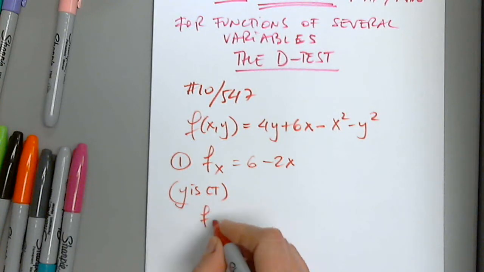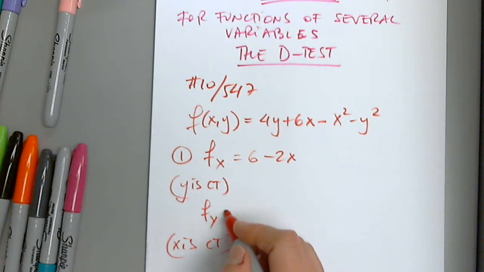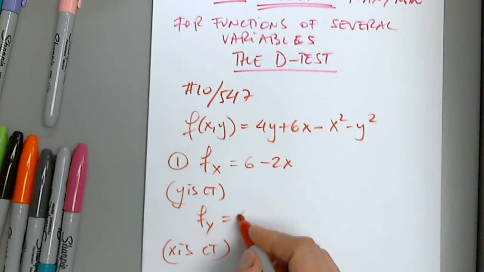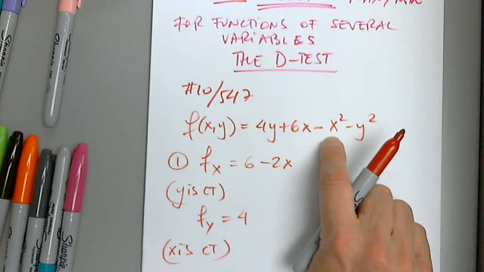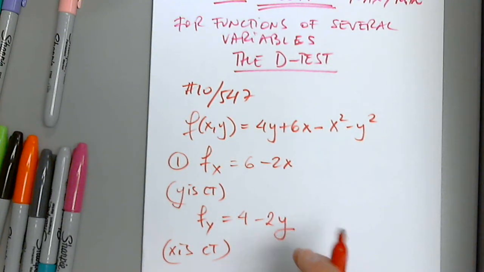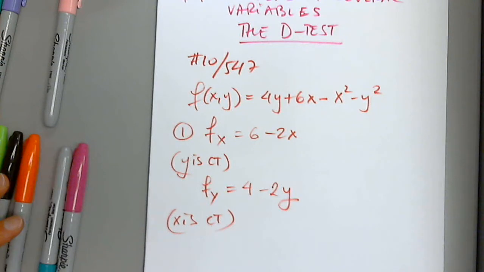We also, in the same step, we determine fy when x is constant. Okay. So now 4y prime is 4. 6x prime is 0. X squared prime is 0. And negative y squared prime is negative 2y. This is our first step in determining relative min for functions of several variables. Now step 2.